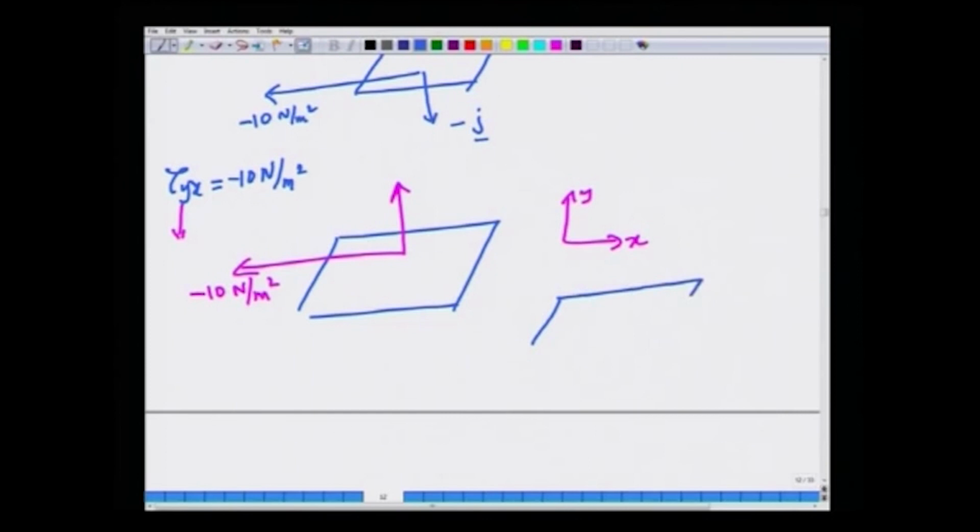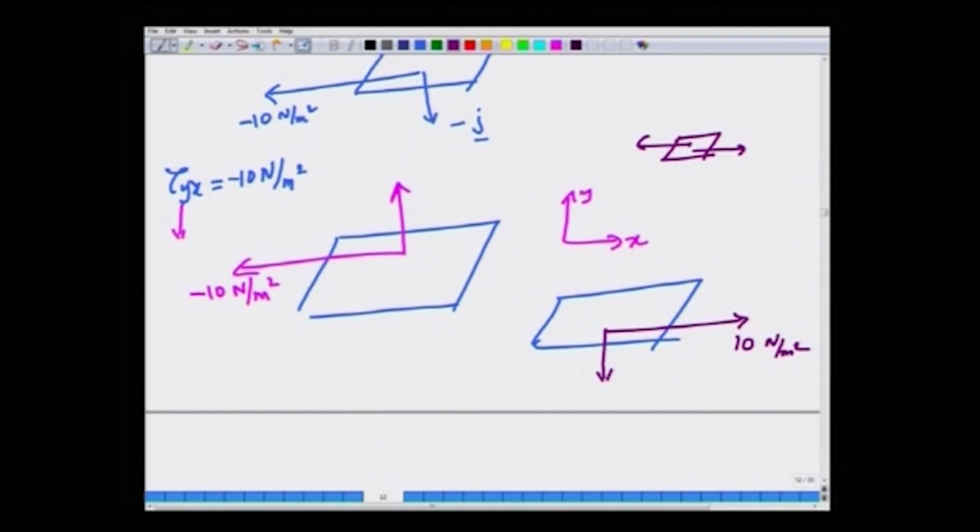Instead, you could also choose at the same point the direction of unit normal to be in the minus y direction, then the force will be acting in the plus x direction. This is because of Newton's third law, because if you consider a given point and a surface about that point, there are equal and opposite forces acting on that surface.